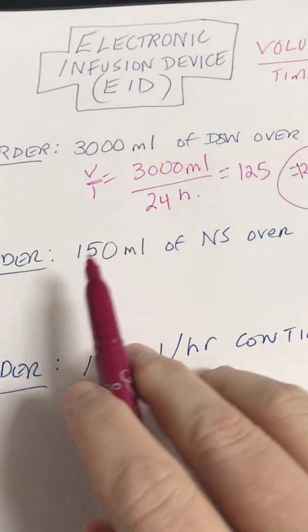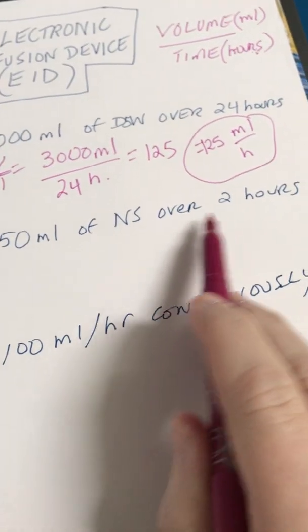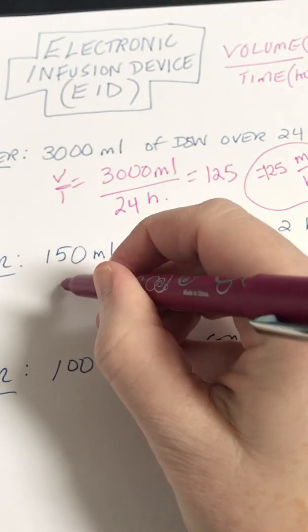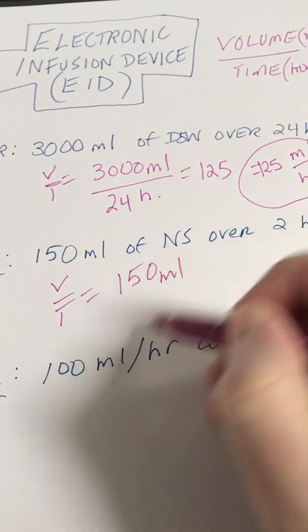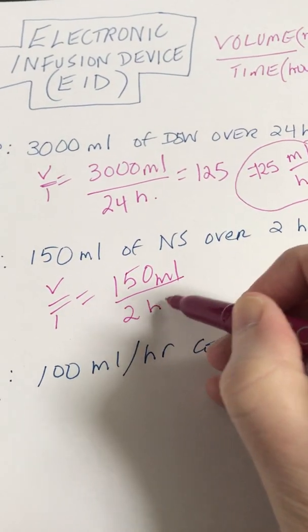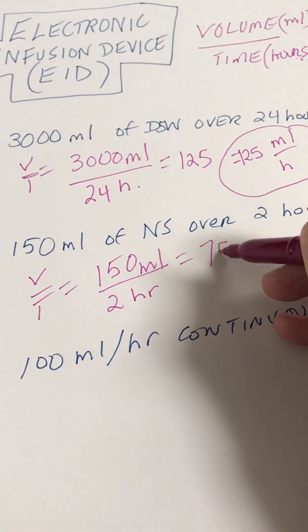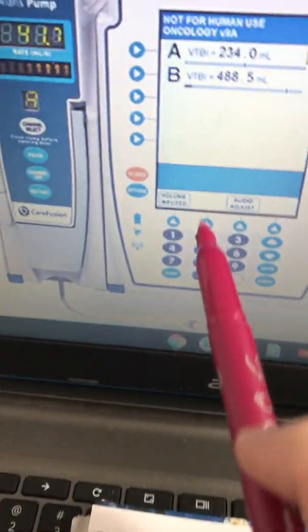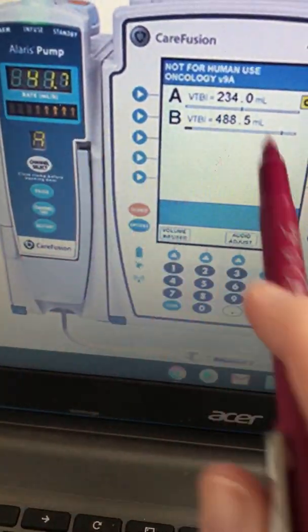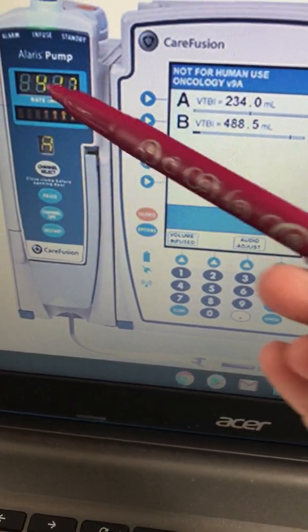All right, another example, doctors order 150 milliliters of NS or normal saline over 2 hours. Again, really simple math here. We don't even have to really do this. 150 mLs over 2 hours. We divide 150 by 2. So we're looking at 75 milliliters per hour. So that's what I'm going to go over to the pump, and actually you'll figure out how you get to setting this, but it would be set to 75, and that's what I would see on the screen here.